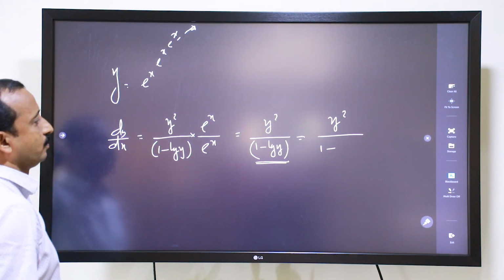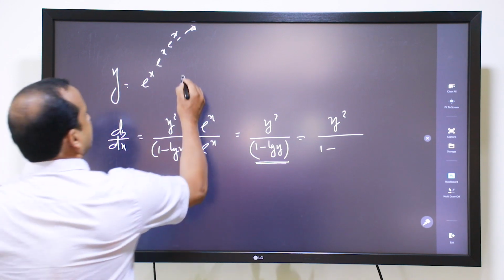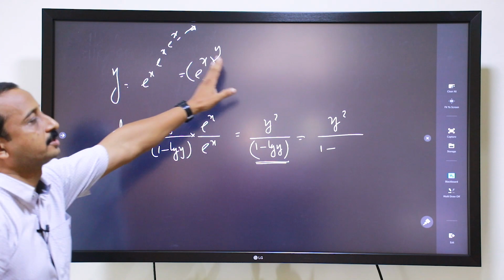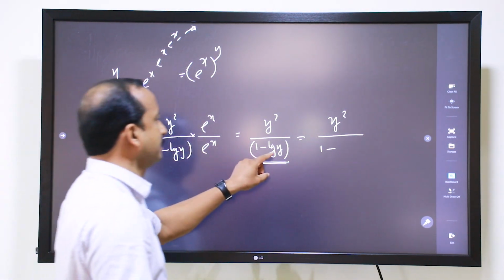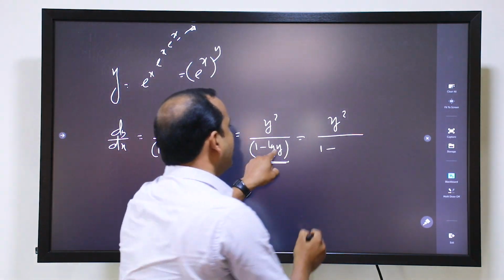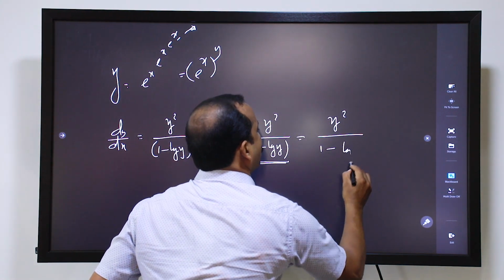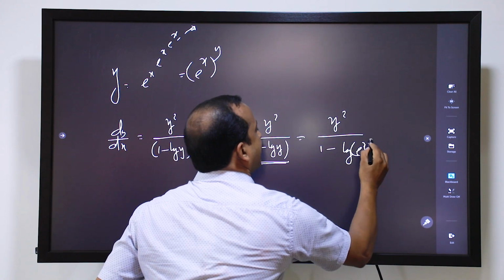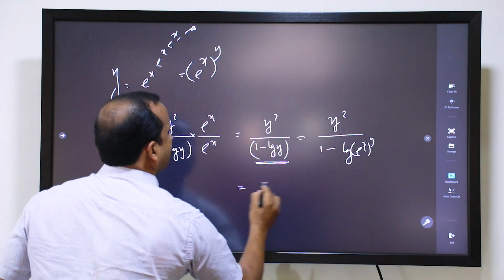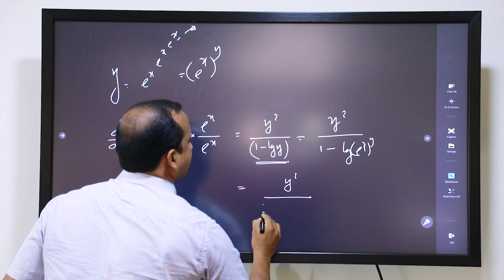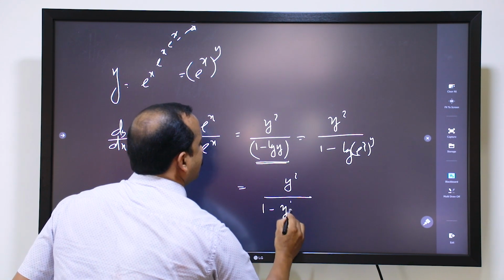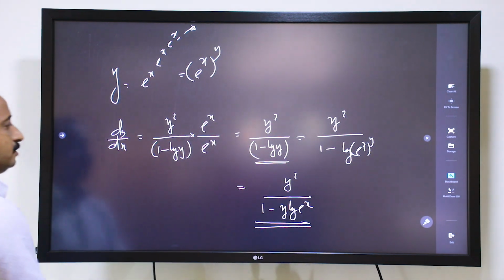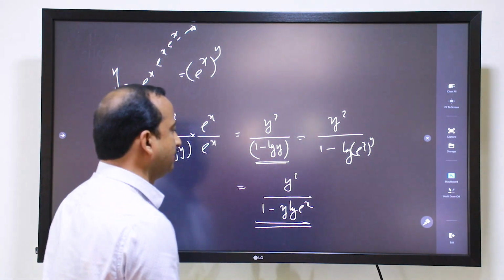e raised to x raised to y. You replace e is equal to e raised to x the whole raised to y. y means e raised to x the whole raised to y. In that case, you replace y as log e raised to x raised to y. That's equal to, the answer becomes y square minus y into log e raised to x, which can be written in the form y square divided by 1 minus y into log e raised to x.